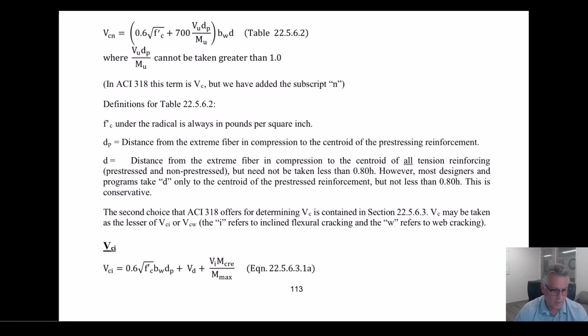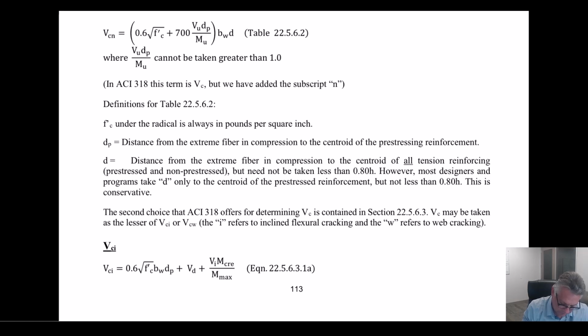So you could stop there. That could be your VCN equation. You can just use that, but we're not going to. Computer programs won't. There's a next equation. There are 2 more equations, and what ACI says is that you can use the smaller of these next 2 equations if you'd like. The smaller.